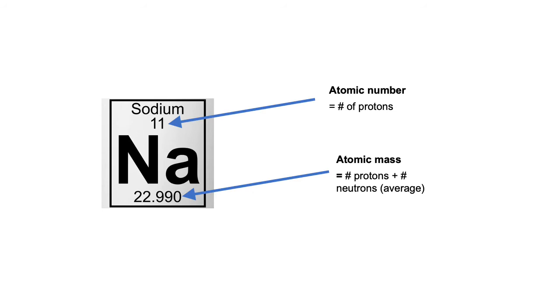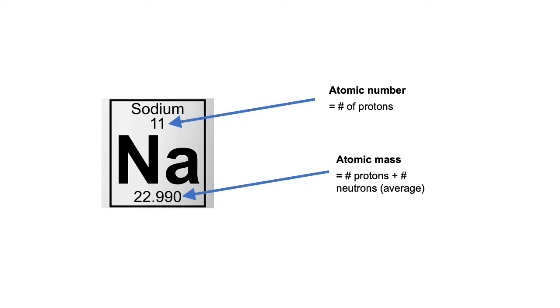So let's say we had one atom of sodium that had 11 protons and 12 neutrons. 11 plus 12 equals 23. That would give us an atomic mass for that atom of 23. The atomic mass that's shown on the periodic table is the average of the atomic masses of all the different atoms of sodium. So remember, there's going to be different isotopes of sodium.